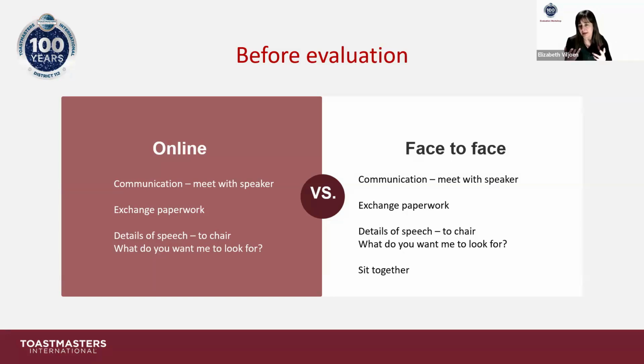You can either meet with the speaker or you can send emails or texts, whatever works for you. You also send your paperwork well ahead of time so that the speaker will know what they are going to look for and evaluate. You give your details of the speech to the chair of the meeting, but also to the evaluator. And you communicate with the speaker as the evaluator.